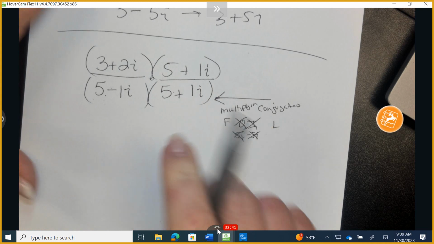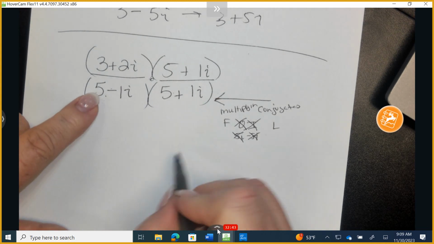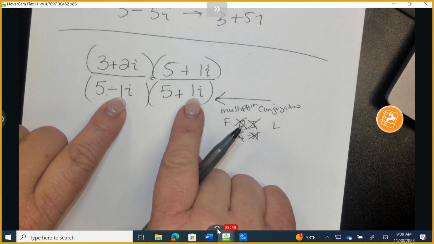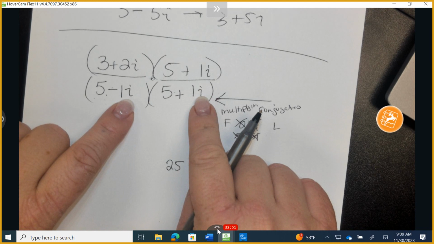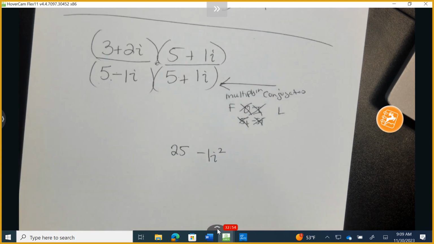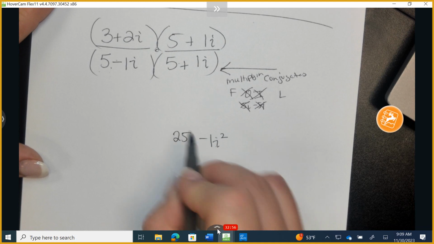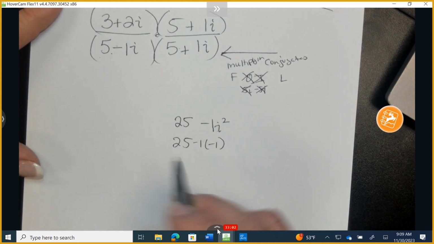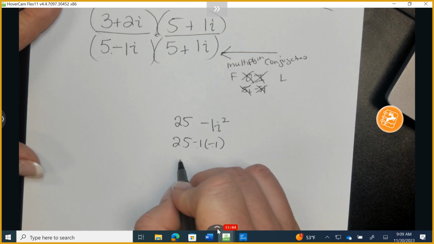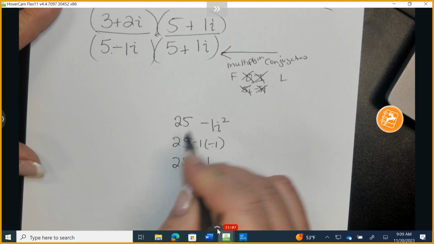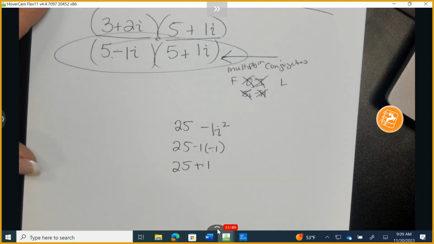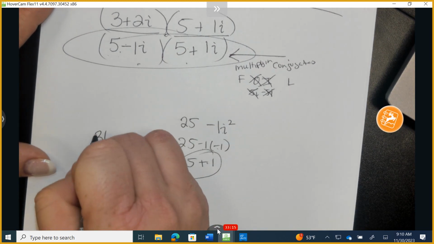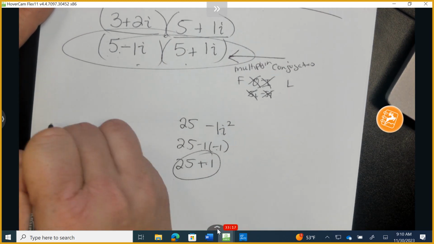So here we go. I'm going to do this bottom part. I'm going to do the F. 5 times 5 is 25. Now I'm going to do the L. Negative 1 times 1 is negative 1, but then I have two i's, i squared. So I'm going to replace the i squared with a negative 1, and I know negative 1 times negative 1 is a positive 1. I already know that when I now take and multiply these conjugates for this particular expression, I end up with 26. 26 is in the denominator.